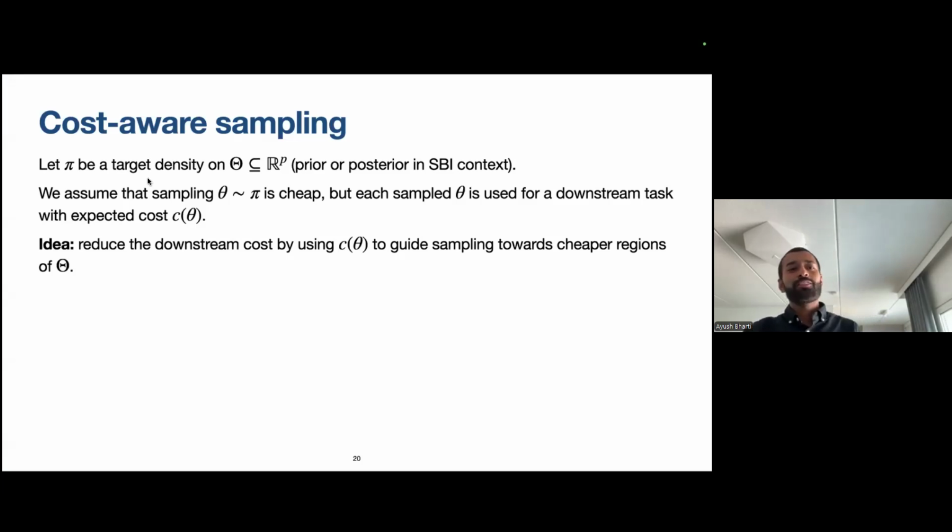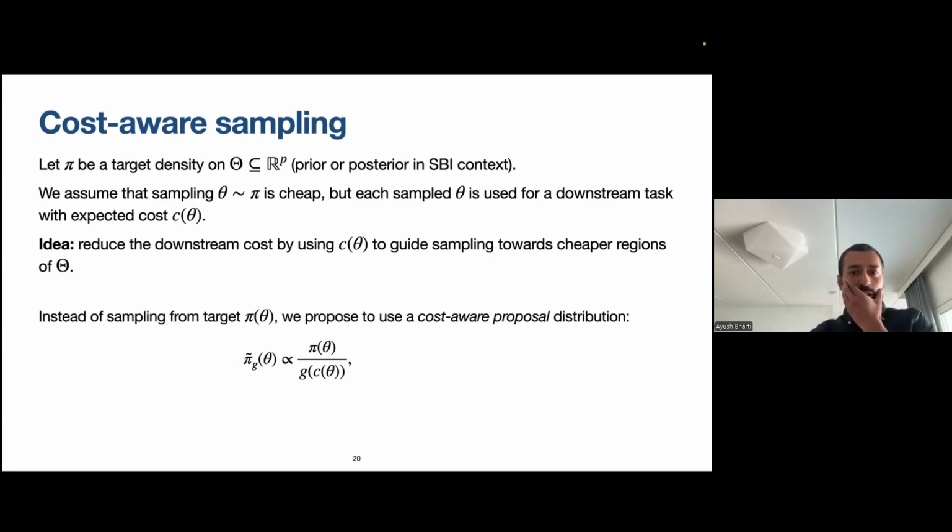So let's say you have any target density pi that you want to sample from. In the SBI context, it could be the prior for NLE and NPE, or it could be the posterior in ABC. We assume that sampling from this pi is cheap, which is the case for us, but that each sample theta is used for some downstream task, which has some expected cost C of theta. In our case, C of theta is the cost of running the simulator, which we use the minute we sample a theta. The idea is to use this information about the cost to guide sampling towards cheaper regions of theta rather than the expensive ones.